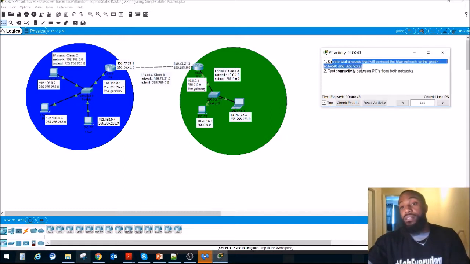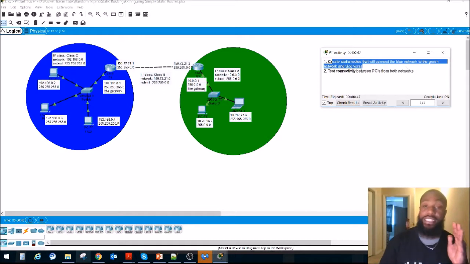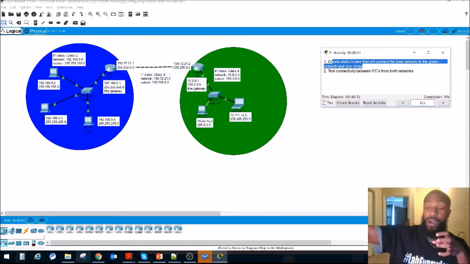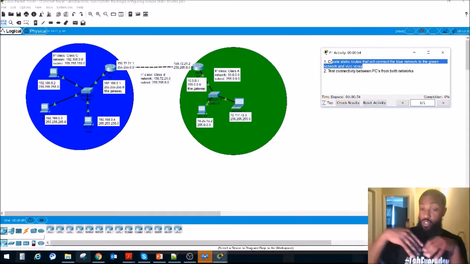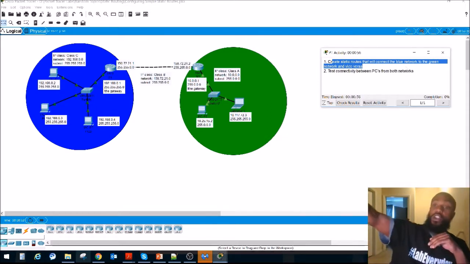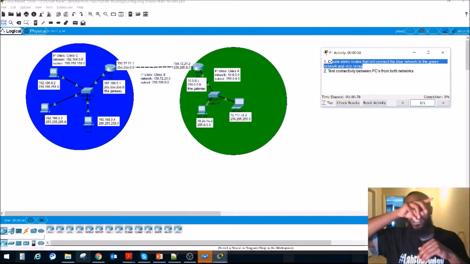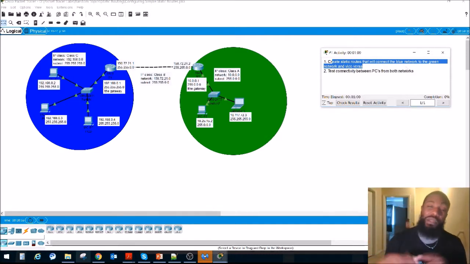We're going to create static routes that will connect both of these networks, and vice versa. You can't just have a static route going one way and that's it. The other router needs to have a route coming back. So if you're pinging something from one end, you have to have a route coming back. Back when I was first studying for this stuff, I'm like, why is this not working? Oh, it's got to have a way back.